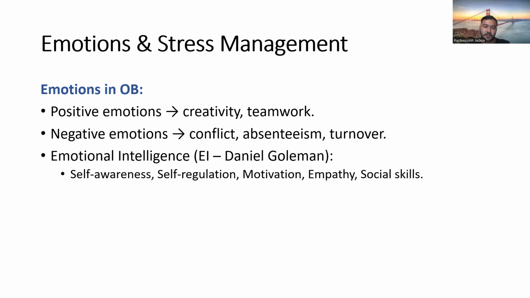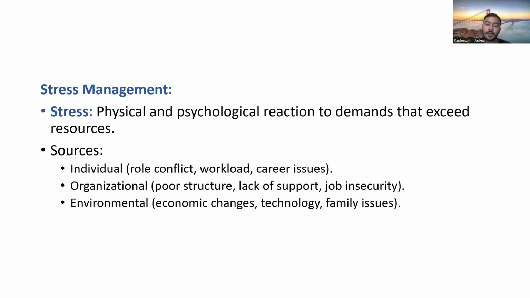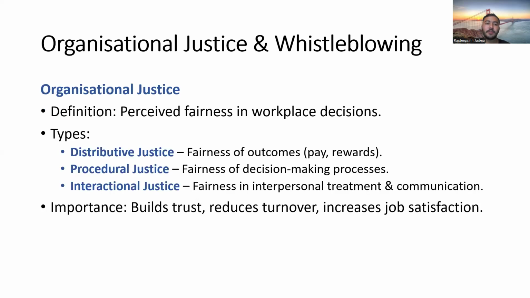Now comes emotion and stress management. So, emotion in organizational behavior. Positive emotion includes creativity and teamwork. Negative emotions include conflict, absenteeism, and turnover. Emotional intelligence is given by Daniel Goleman, which includes self-awareness, self-regulation, motivation, empathy, and social skills. Stress management. Stress is a physical and psychological reaction to demands that exceed resources. The sources of stress could be individual, like role conflict, workload, and career issues. It could be organizational, like poor structure, lack of support, and job insecurity. And the third one is environmental, meaning economic changes, technology, and family issues.